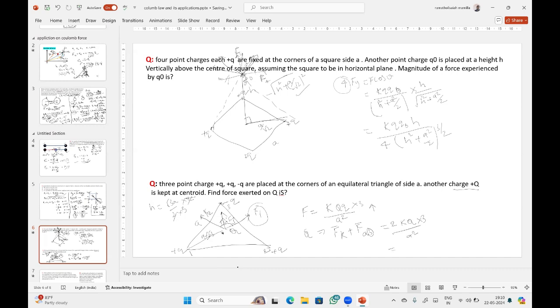So this is 6 Q Q, here Q Q will come, Q Q by 4 pi epsilon naught into a square. So this is the answer.